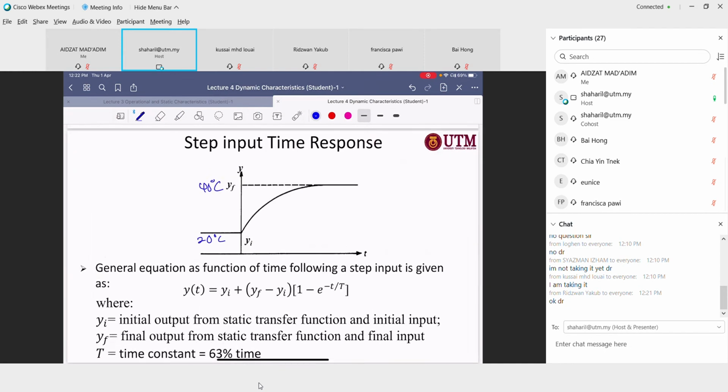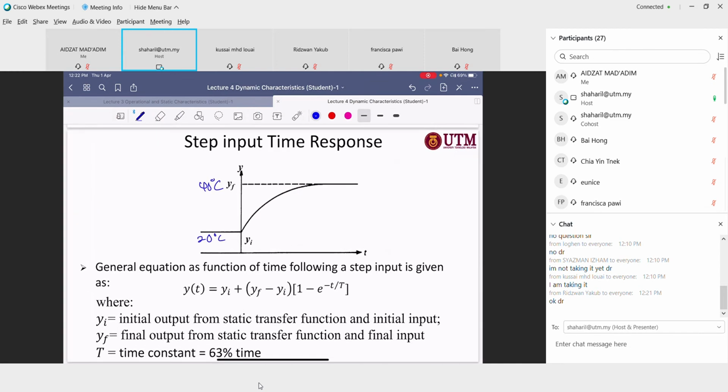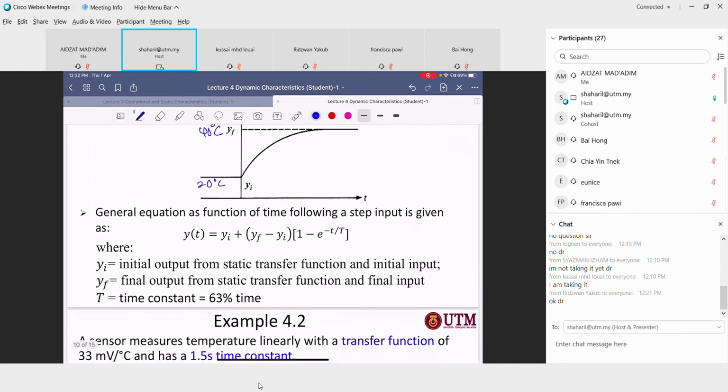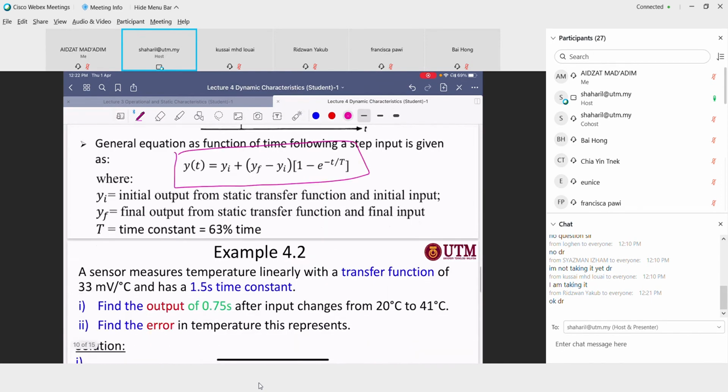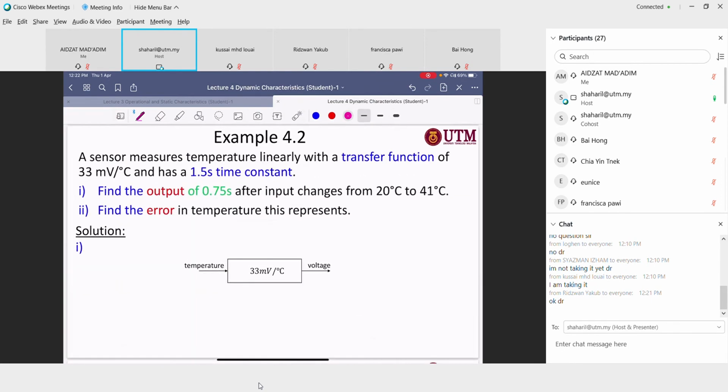For the instrumentation system, the first order response does not start from 0 degrees. For example, the temperature can start from one point, for example 20 degrees. So this is the equation that we use to describe the first order instrumentation system. Okay, so let's look at example 4.1 here.